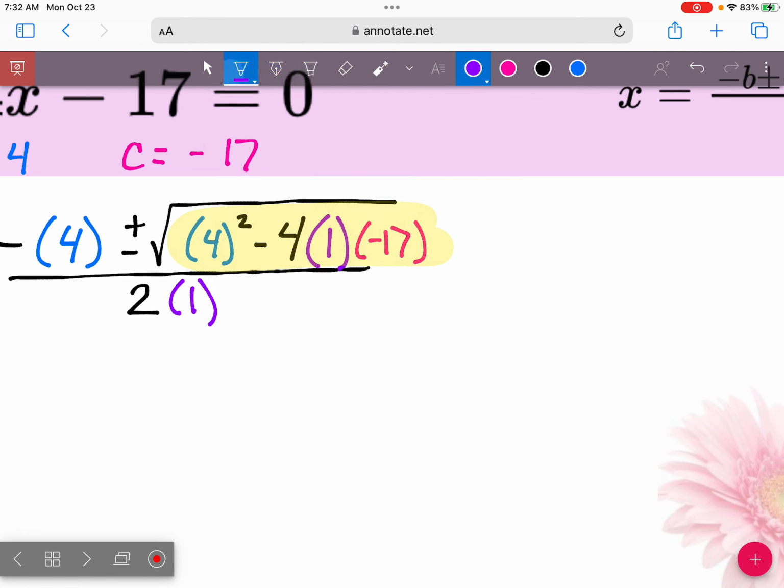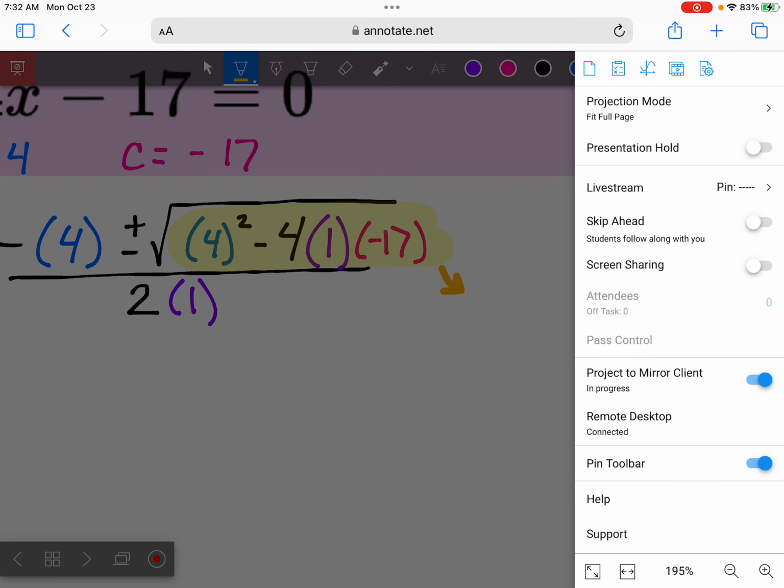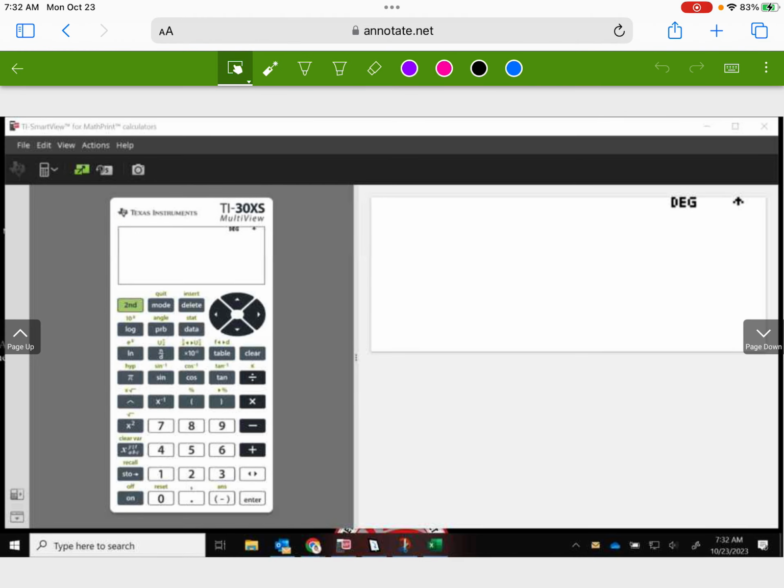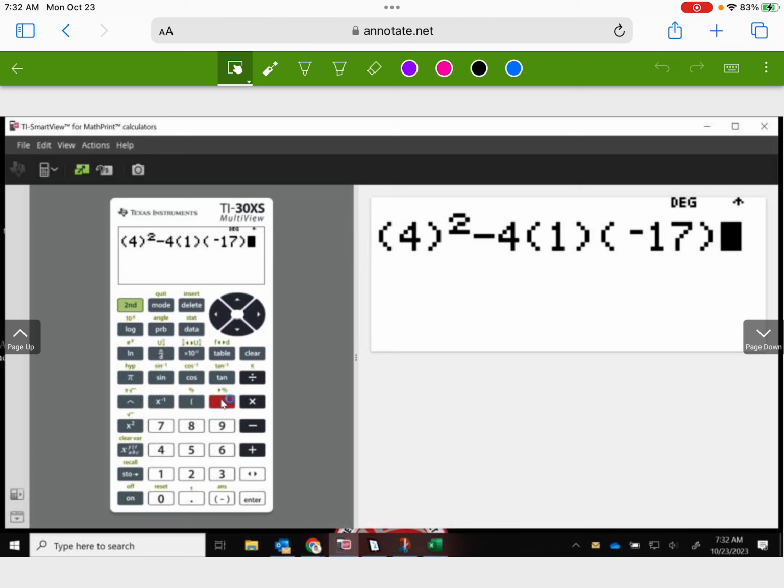I need another color marker. So I'm going to type that in the calculator. We've got our 4 squared minus 4 times 1. I'll do it on the screen, I promise. I'm just writing it down so I don't forget it. So we're going to take our 4 squared minus 4 times 1 times minus 17, and we can type that piece in here. So under the radical, we're going to have a positive 84.